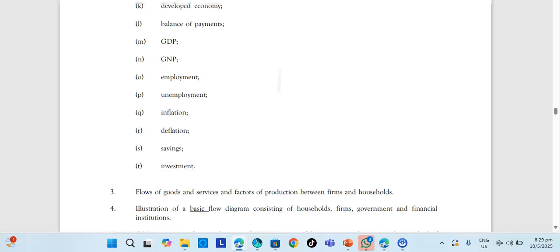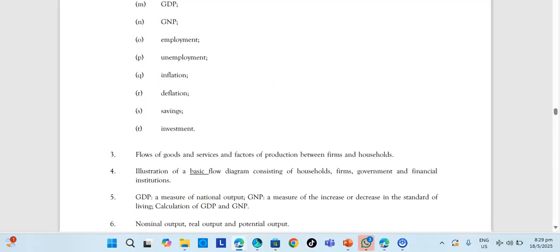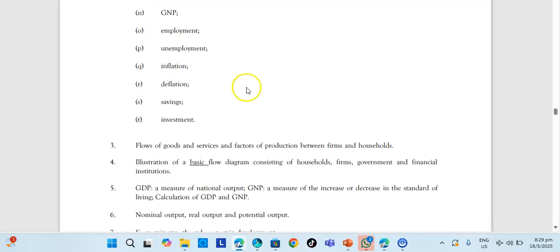Now we're going to look at the flow of money, the flow of goods and services, and factors of production between firms and households. The economy works like a cycle involving two main groups: households and firms. Households are individuals and families who provide labor and consume goods and services. Firms are businesses, companies or producers that make goods and services and hire resources from households.